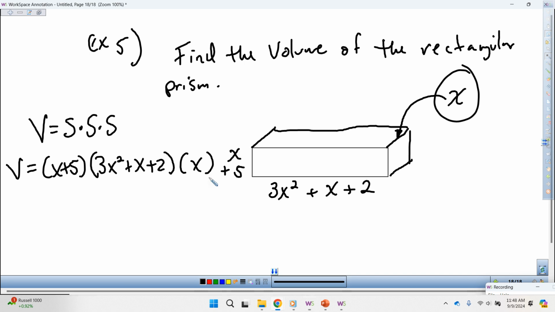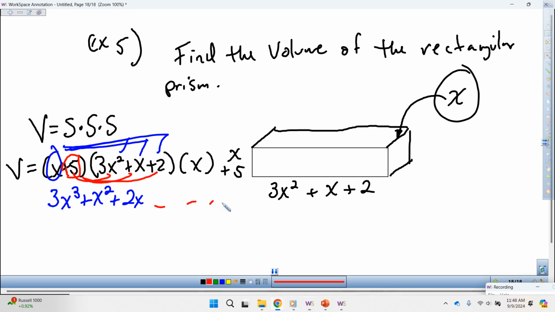So let's see. We're going to ask Mario. Mario, do you want to use the area model, or do you want to use distributive property right there? Okay, let's do that. So what is x times 3x squared? What is x times x? Yes, what is x times 2? Hold on, before you leave. Then we got this one times these three right here. Is that correct? You're going to end up with a trinomial. And at the end, we multiply times x. And that's how we find the volume.